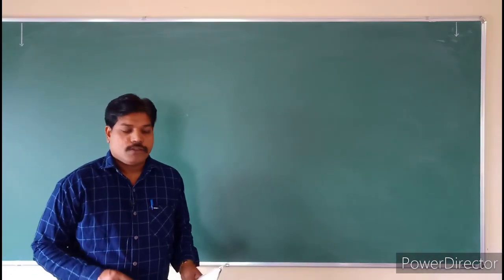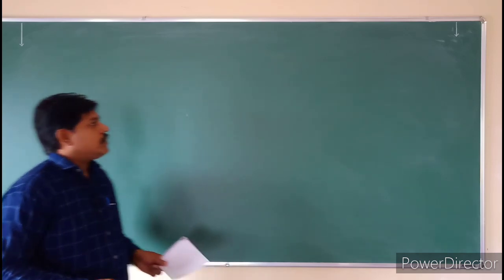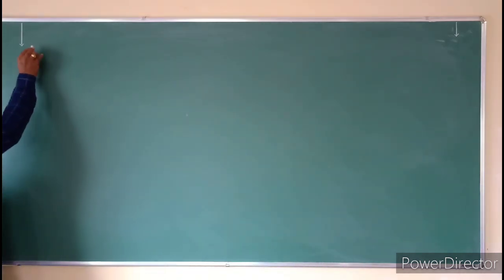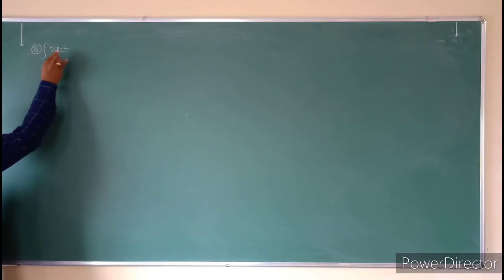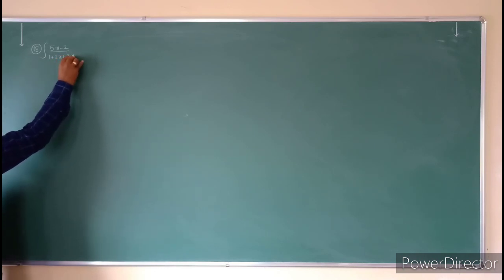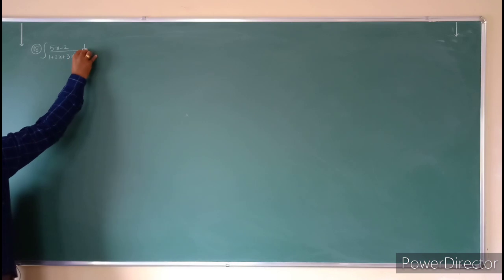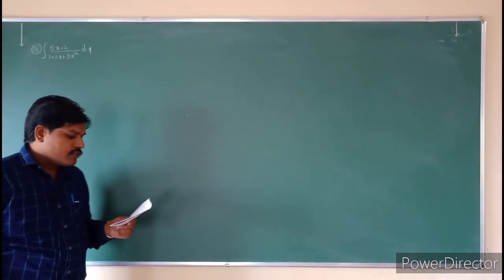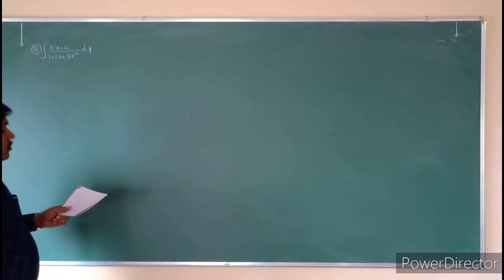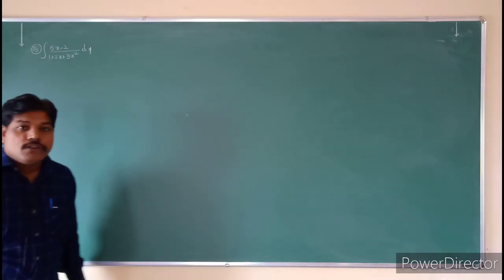See the next question, question number 18. Integral of 5x minus 2 by 1 plus 2x plus 3x square into dx.